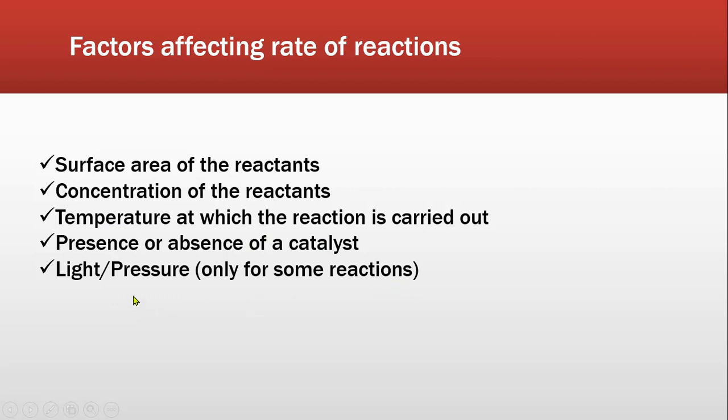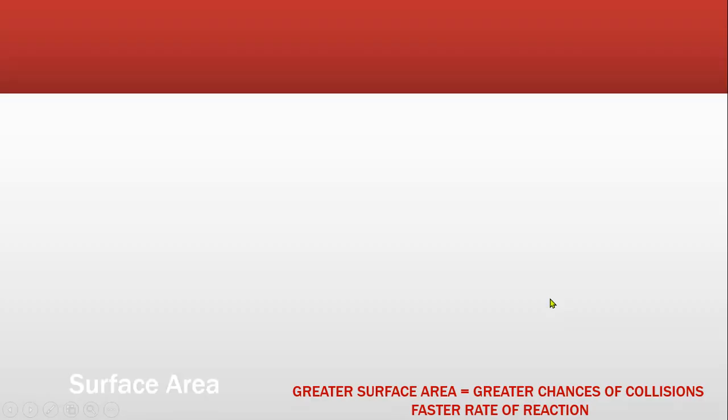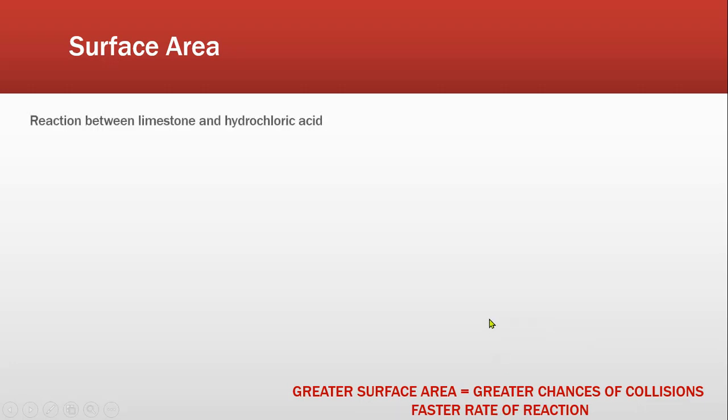In this video, we will be going through these 4: surface area, concentration, temperature, and catalyst, and we will discuss in detail how they affect rates, and we will also be discussing some graphs. So the first one was surface area, and in our last video we learned that a greater surface area means there are greater chances of collisions, which will result in a faster rate of reaction.